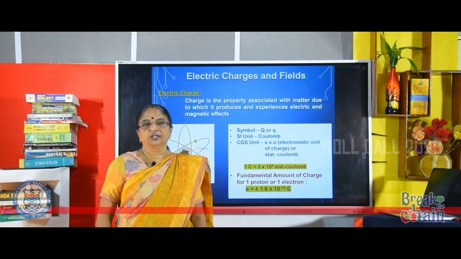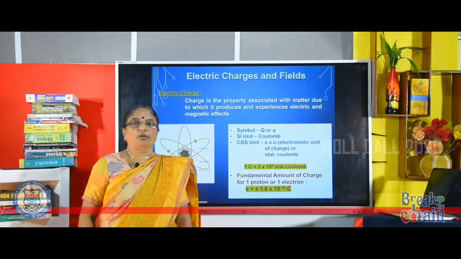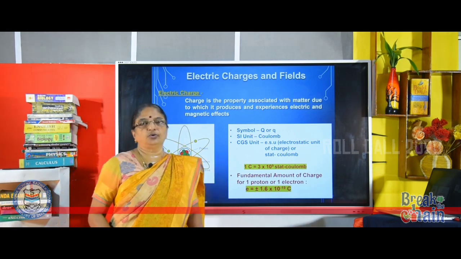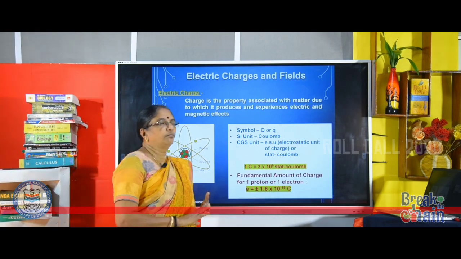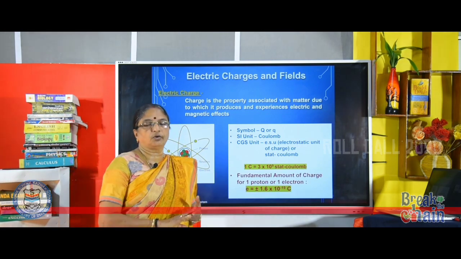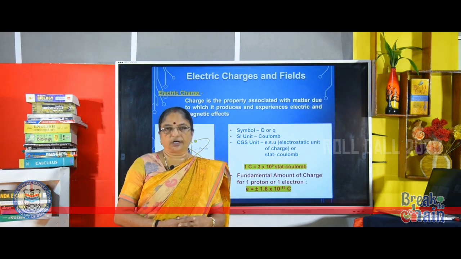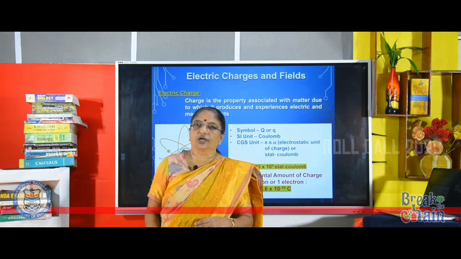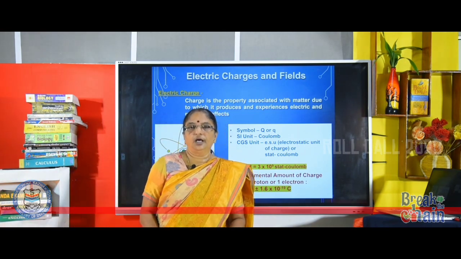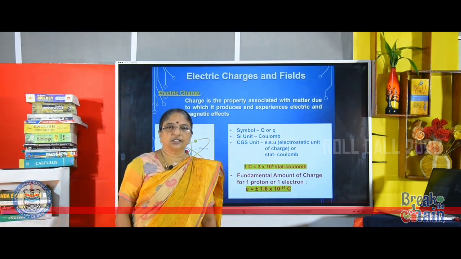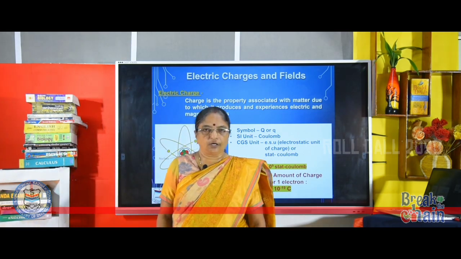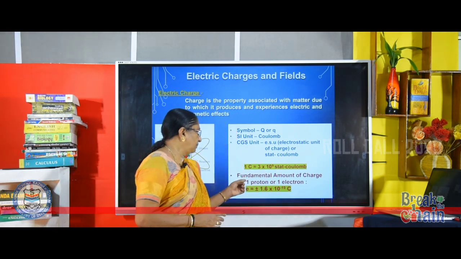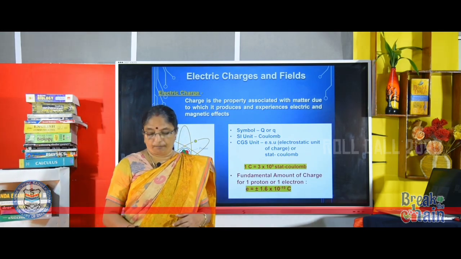And charge, the common SI unit of electric charge is Coulomb, symbol is capital letter C, and CGS unit is ESU or stat coulomb, and 1 coulomb equals 3 into 10 raised to 9 stat coulomb, that is interconversion. The fundamental amount of charge is the charge of electron or charge of proton, and charge of electron is minus 1.6 into 10 raised to minus 19 coulomb, and proton has a positive charge of plus 1.6 into 10 raised to minus 19 coulomb.